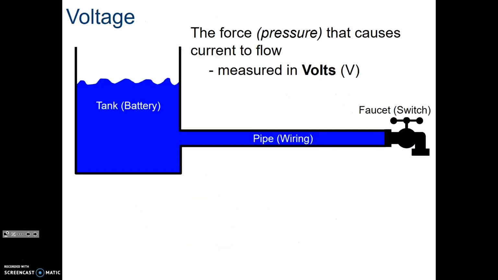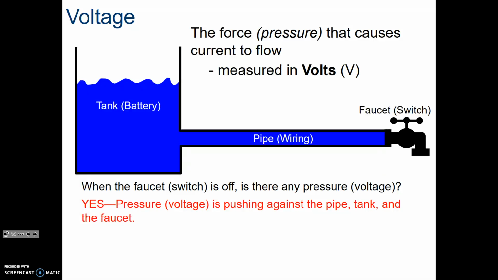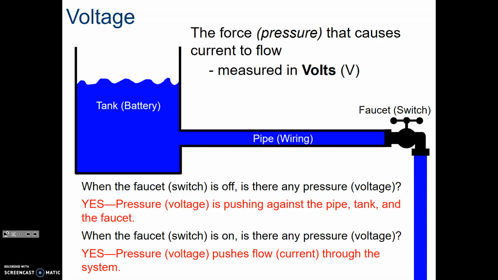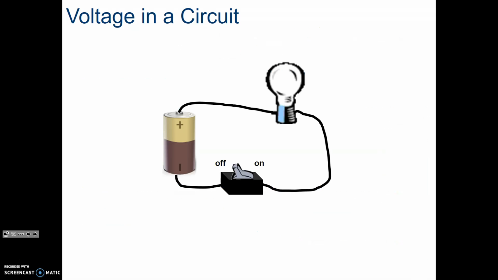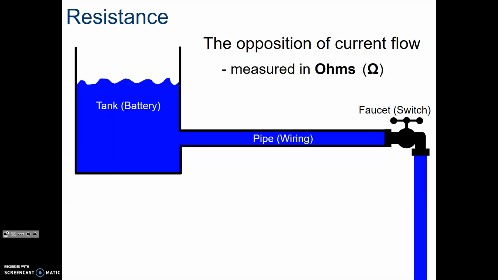Voltage is a big tank that allows the pressure. And it's measured in volts. So if you were to take the pipe off, is there still pressure? Yes, because they're still pushing on the pipes in the tank. So when it's switched on, there's still pressure because it's still flowing through. Same thing with the circuit. If your battery's off, does it still have voltage? Absolutely, because there's still a 9-volt battery. It's not going to suddenly not have any voltage. And you turn it on again, the voltage is still going. It's lighting up the light bulb.